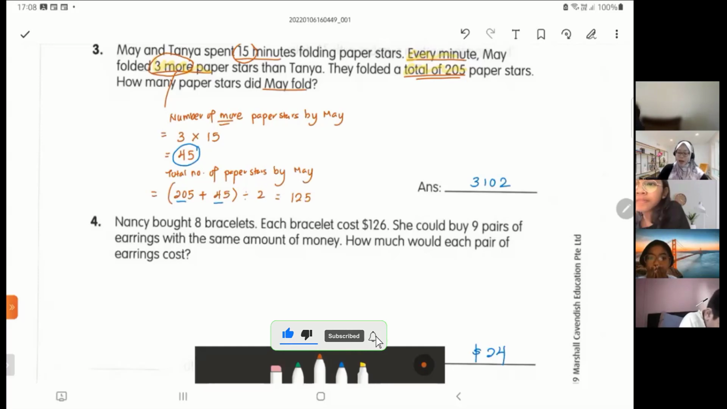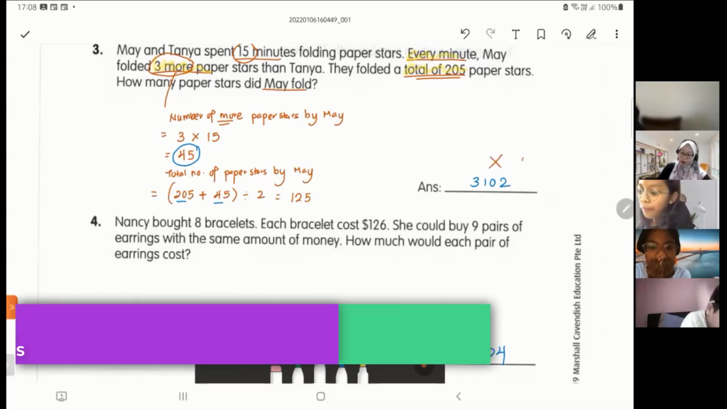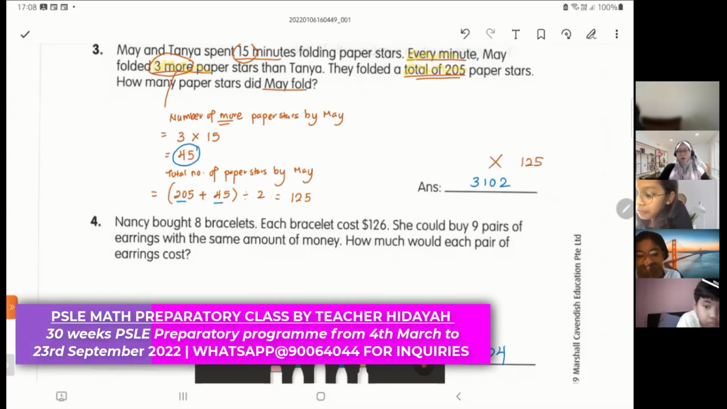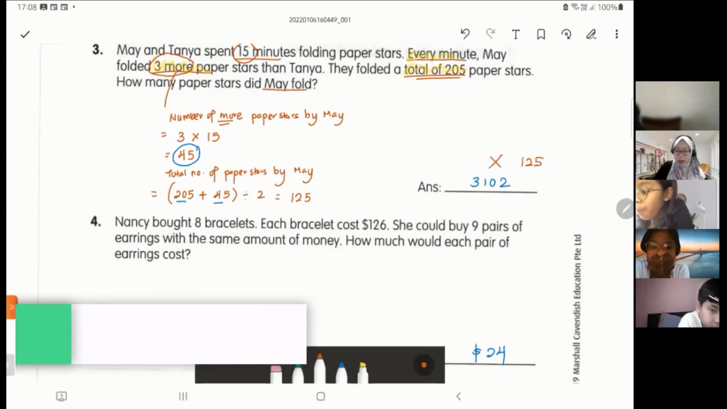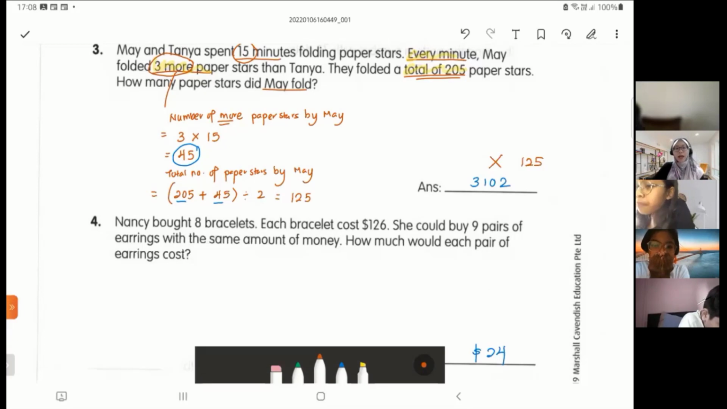So how many paper stars did May fold? May folded 125 paper stars, not 3,102. Okay. All right, so this one, I just look at the extras. I just focus on the extras. So once I know what's the extra, which is the 3 more, I just times it with the total minutes. So now I know the total extra is 45. And I know that the total that I have is 205. Okay, so I plus it with 45 and then I divide it by 2.